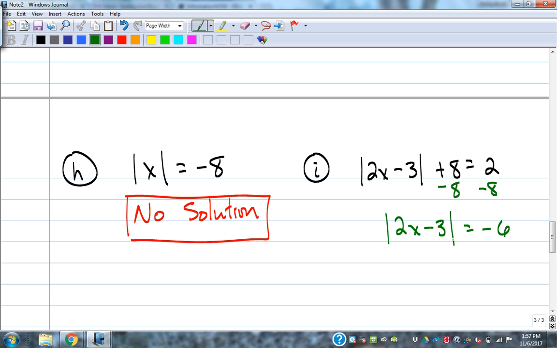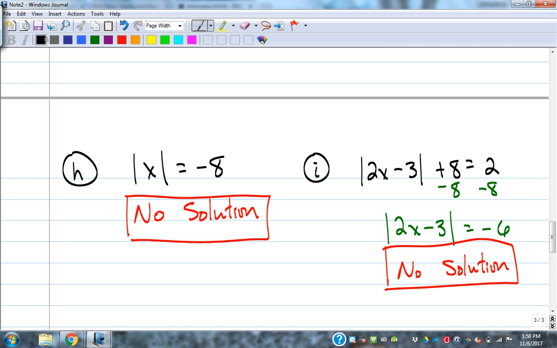Now I've got an absolute value. It's now by itself. It's equal to a negative number. So that would be no solution. I can't spell solution. There we go. No solution. So anytime you get to that step where the absolute value is equal to a negative number, then you can stop. You don't have to work any further, it's automatically no solution.